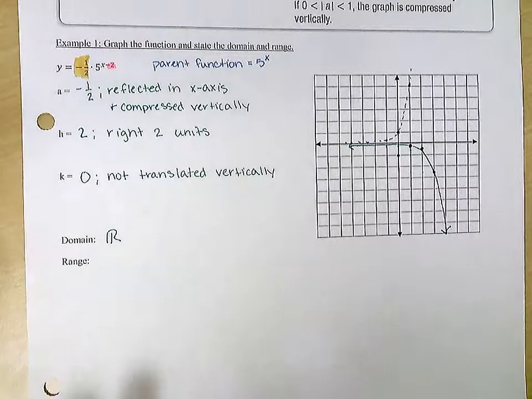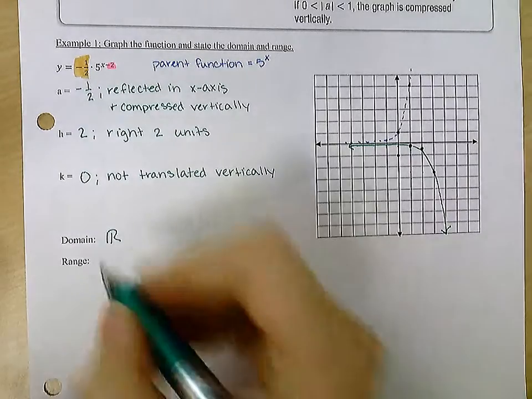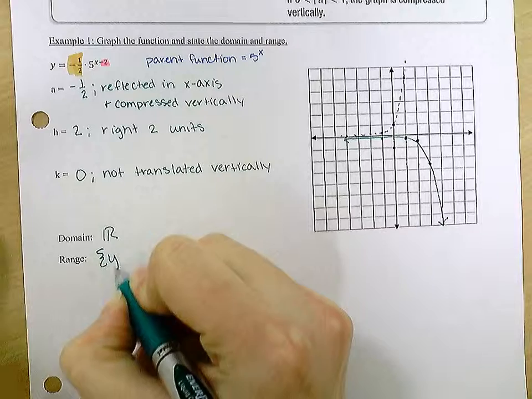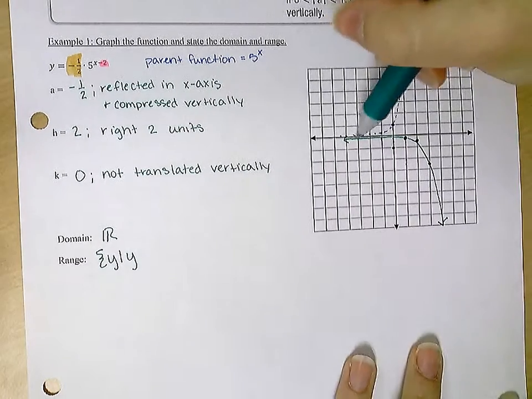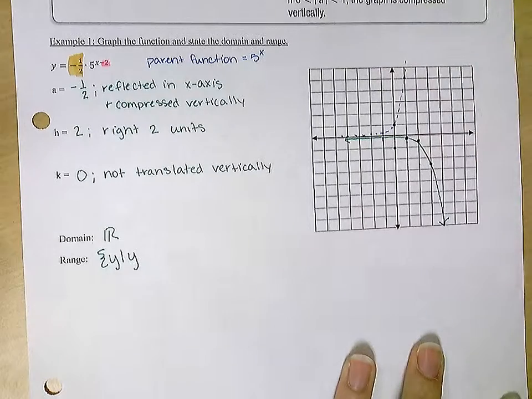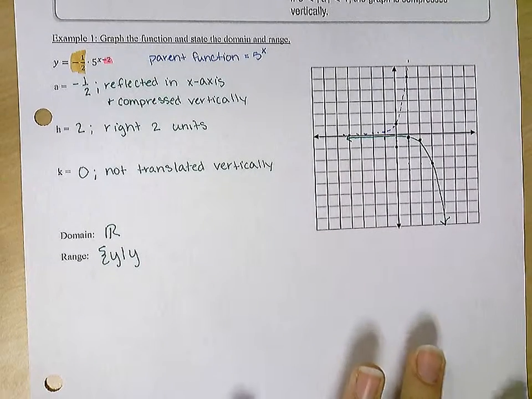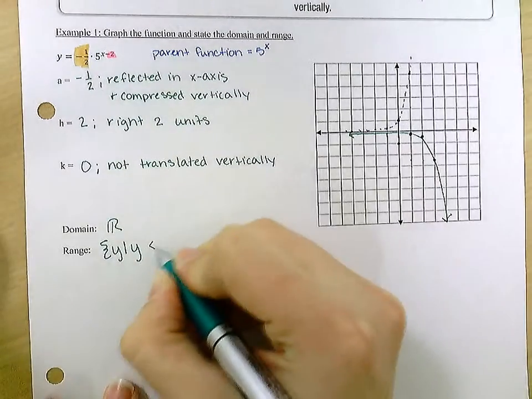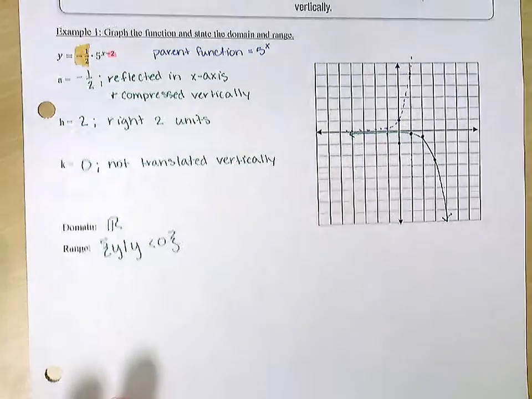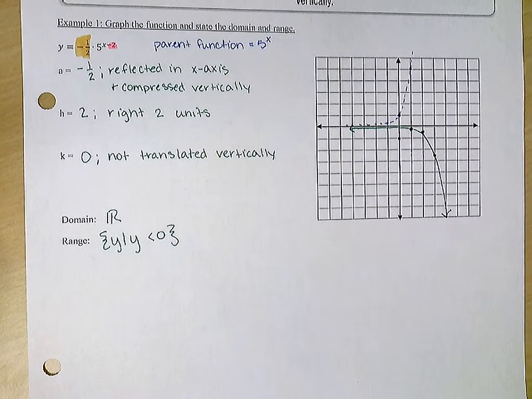Your range, so those are your y values on your graph. Okay, we would have y such that y, where are all of our y values on this graph? If I go with my graph here, where are all my y values? They're all negative, right? So that means they have to be what? Less than 0. Okay, so my y values are all going to be less than 0.